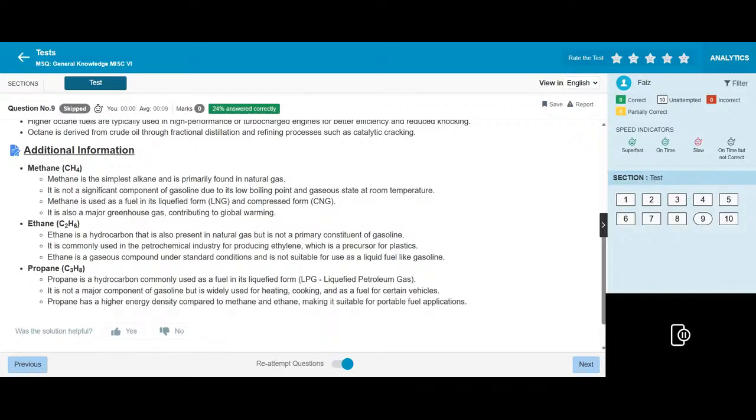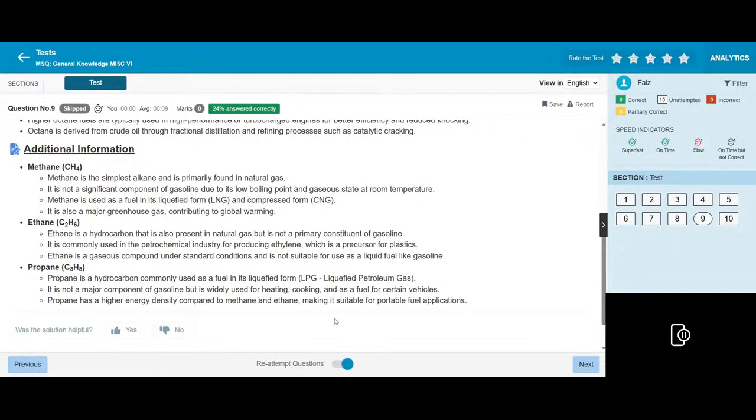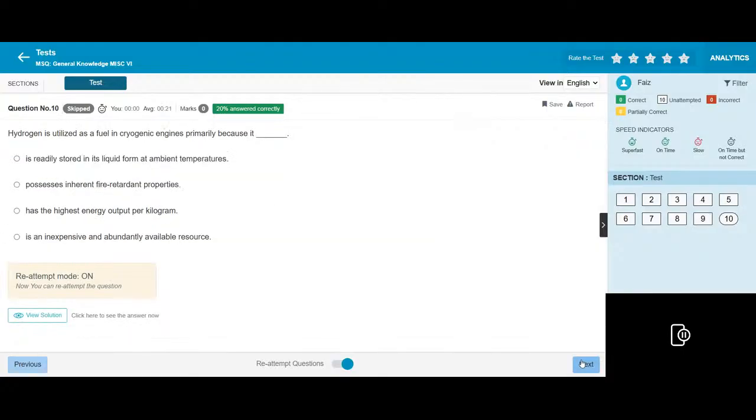Ethane, C2H6. Ethane is a hydrocarbon that is also present in natural gas but is not a primary constituent of gasoline. It is commonly used in petrochemical industries for producing ethylene, which is used for plastics. Propane, C3H8. Propane is a hydrocarbon used commonly in LPG. It is not a major component of gasoline but is widely used for heating and cooking.